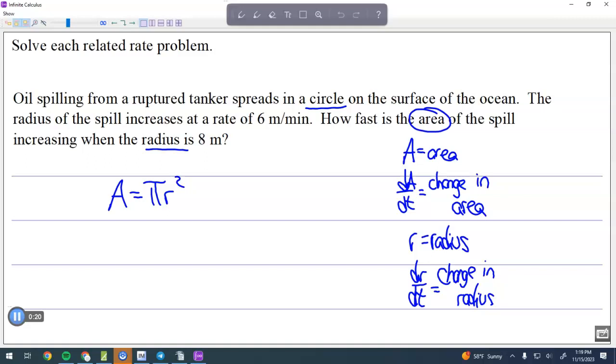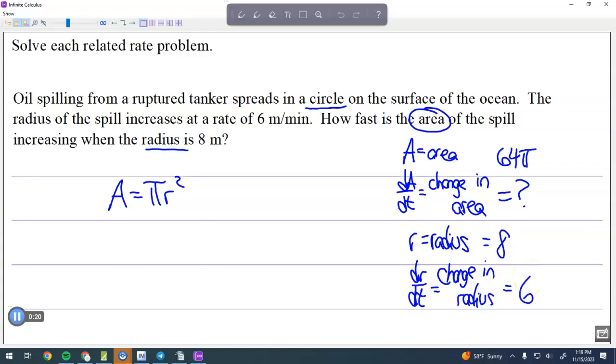So I could find A. I'm not really going to need it. It'd be 64 pi if I want to do it. With pi r squared, you do pi times 8 squared. The change in the area is what I'm looking for. How fast is the area increasing? So this is what I want. The radius is 8, and the change in the radius is positive 6. Why is it positive? Because it's increasing. Sometimes it's decreasing and you would put a negative.